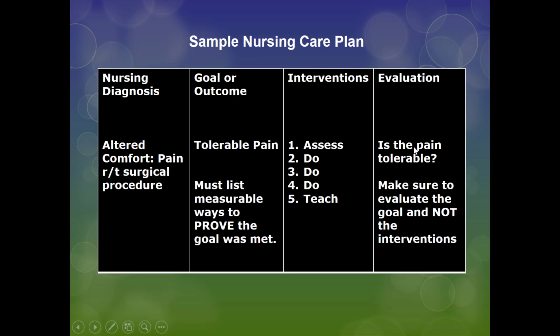Then when I go back to evaluate, since my goal was tolerable pain, I'm asking, is that pain tolerable? If it is, great, goal met. If it's not, well, then we're going to have to reevaluate our interventions. We're going to have to reevaluate the entire thing and see if we need to do things differently.